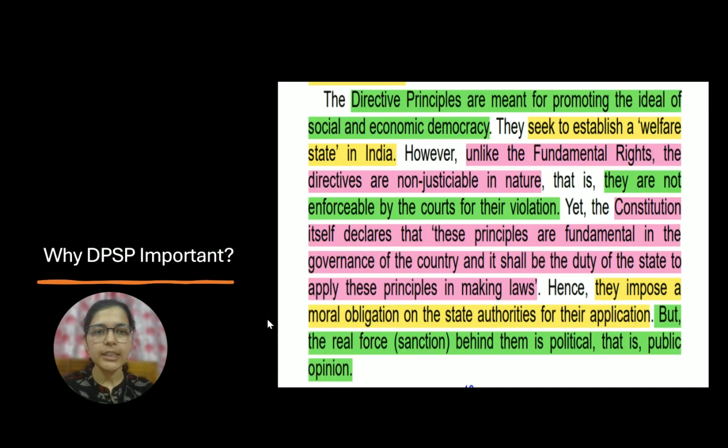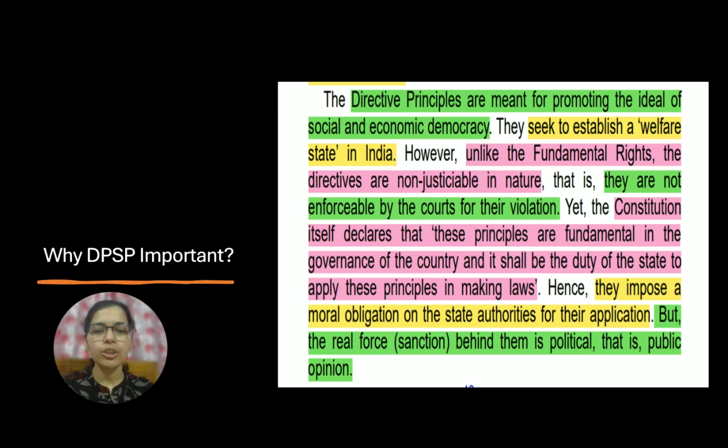Why is DPSP important? Because DPSP are meant for promoting the ideal of social and economic democracy. They seek to establish a welfare state in India. However, unlike the fundamental rights, the directive principles are non-justiciable in nature. That means they are not enforceable by the courts for their violation.